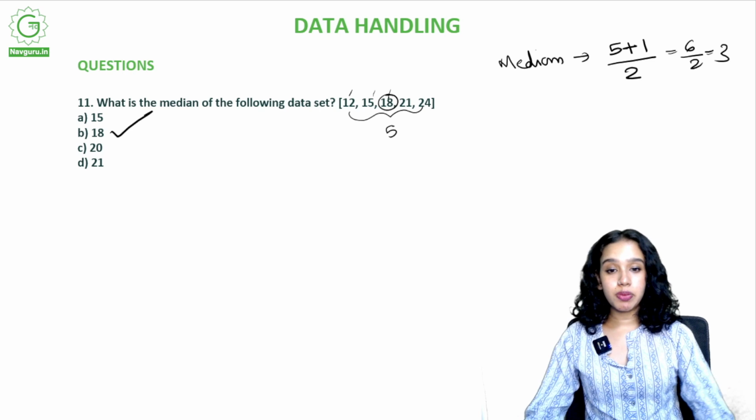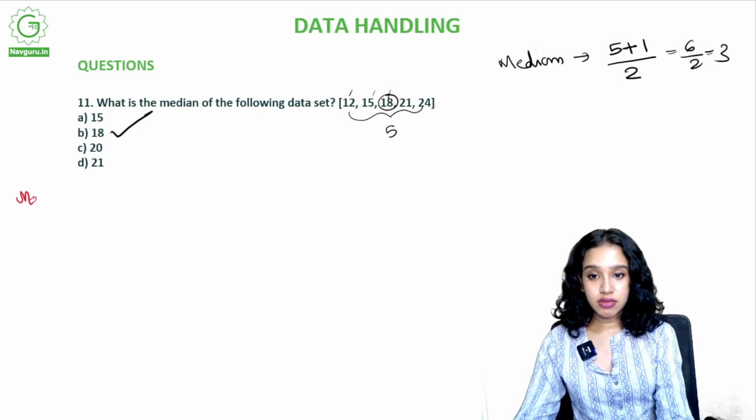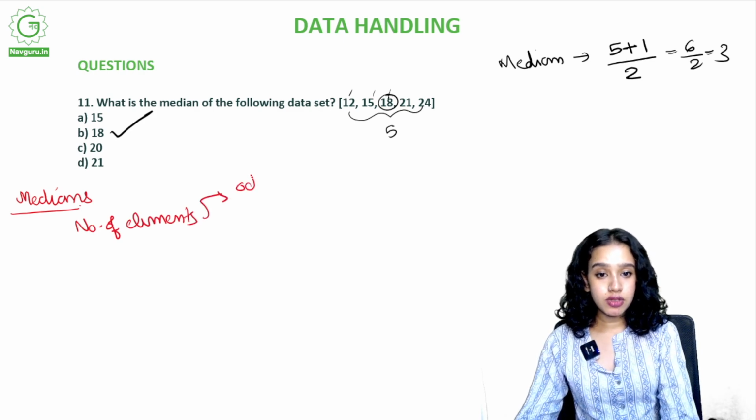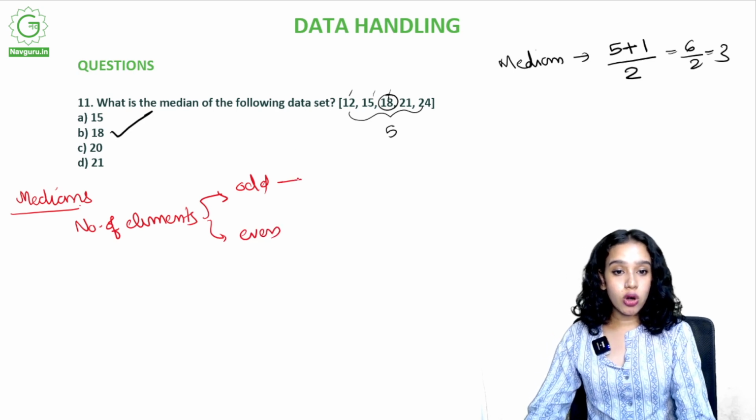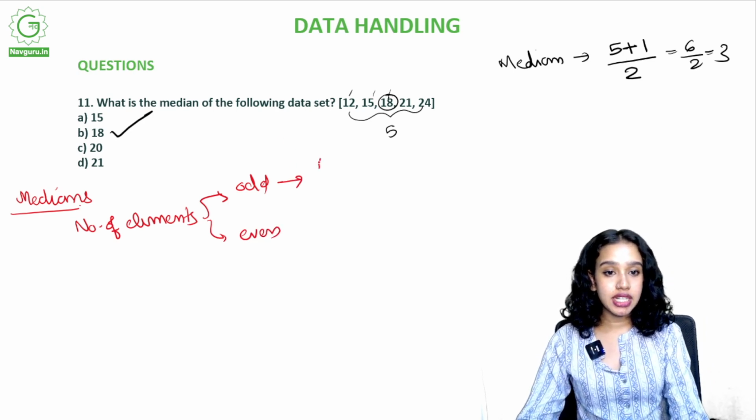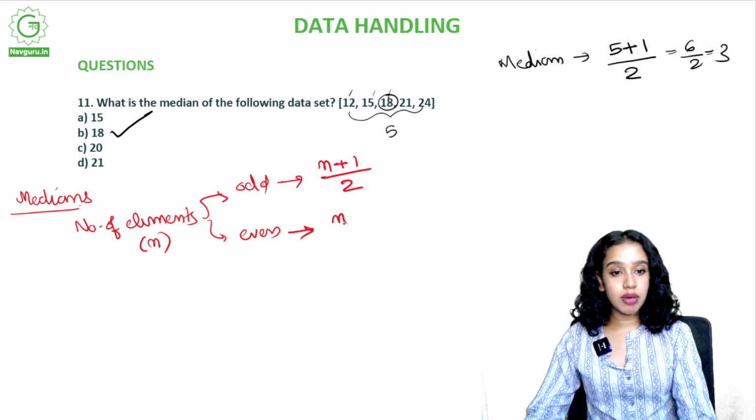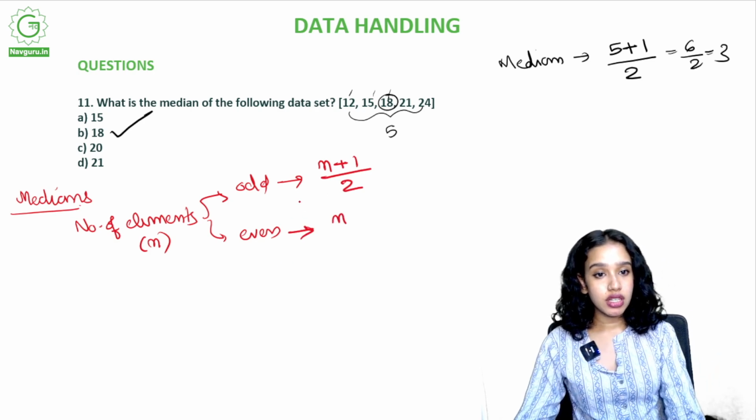When we are talking about medians, there are two possibilities. The number of elements in the data could be odd or it could be even, right? When it's odd, what we do is we take the number of elements, let's represent it by n, plus 1 divided by 2. And when it's even, we take the number of elements, right?